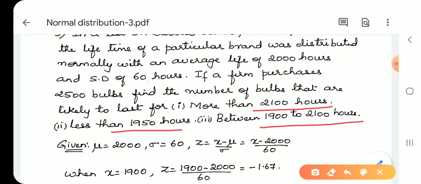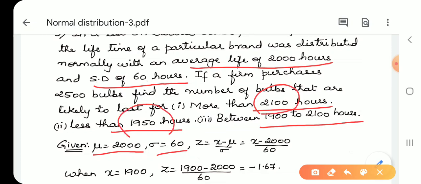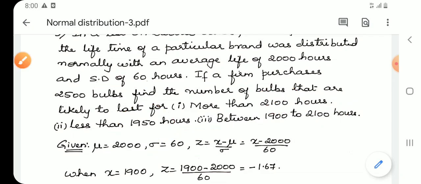So let us first write what is given. In the question it is given that the average life of a bulb is 2000 hours. That is, mu is 2000 and the standard deviation sigma is given to be 60. So let us take x to be the life of the bulb. Now we have to find P of x greater than 2100 hours, P of x less than 1950 hours, and P of 1900 less than x less than 2100 hours.